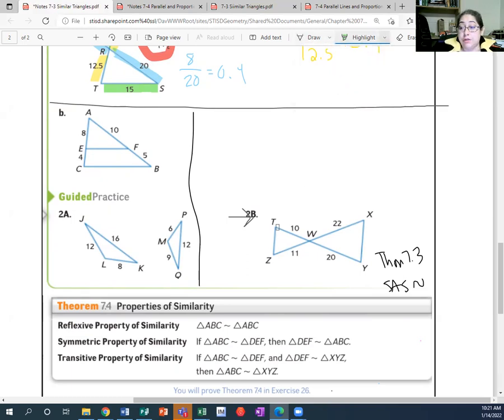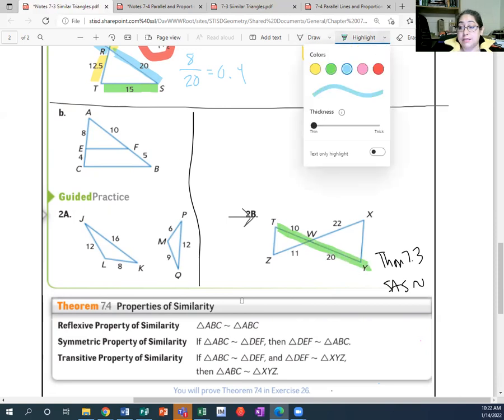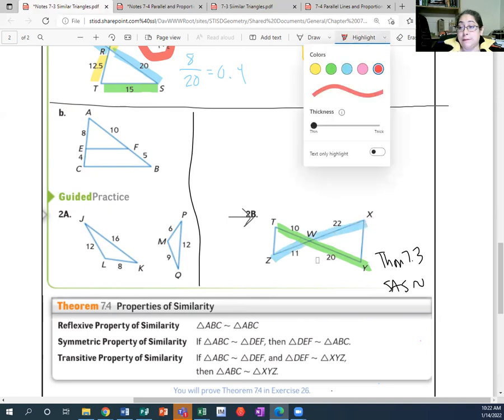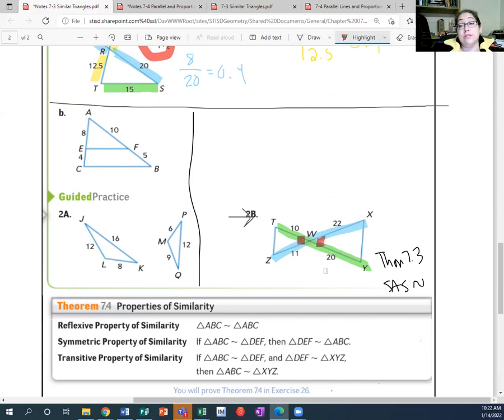All right, I notice this line and this line intersect, which means this angle and this angle are the included angles. They're vertical angles, and vertical angles are congruent. So these angles here in red, congruent. We've got the angle taken care of. Now let's check the sides.